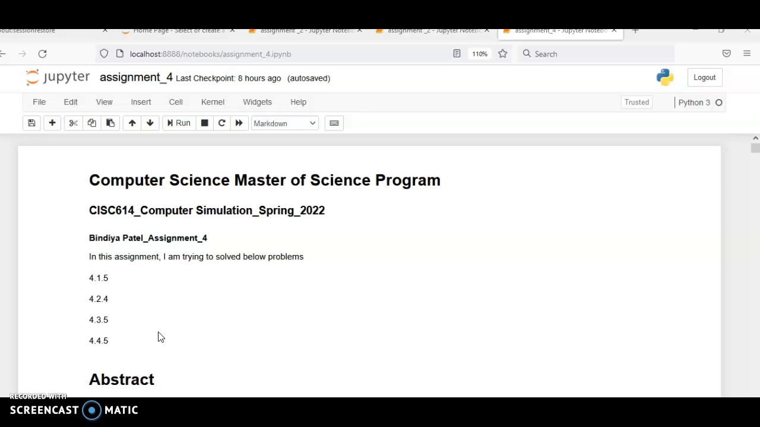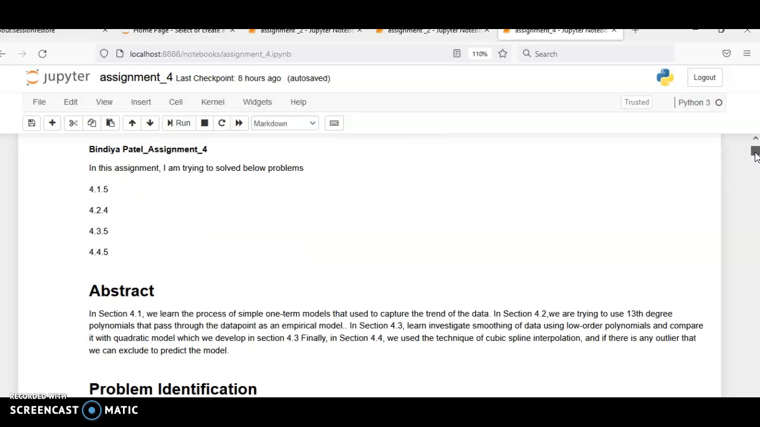Hello Professor, today we are going to discuss assignment 4. In this assignment we are trying to solve the problems 4.1.5, 4.2.4, 4.3.5 and 4.4.5.